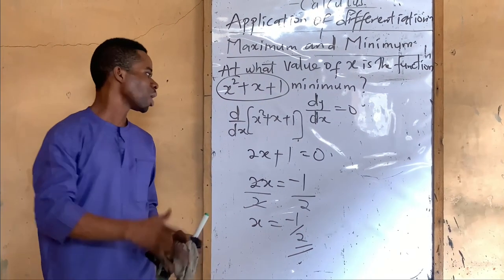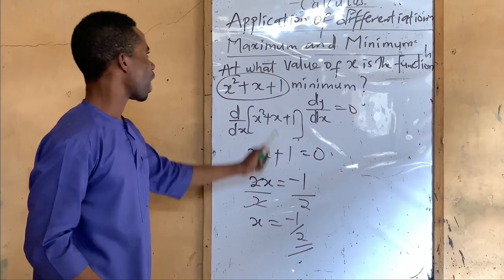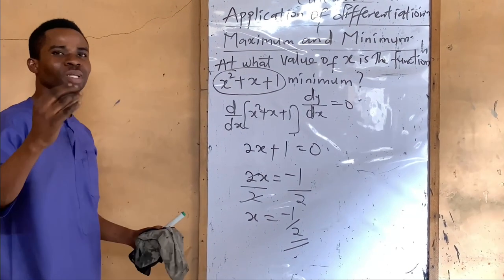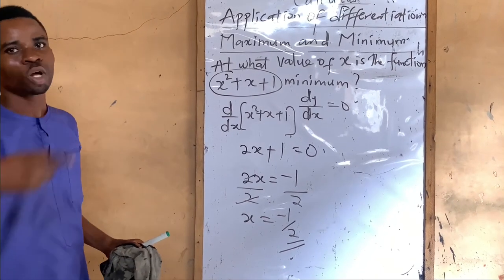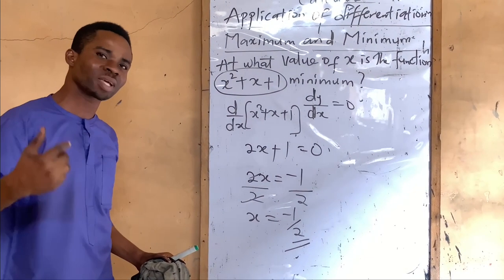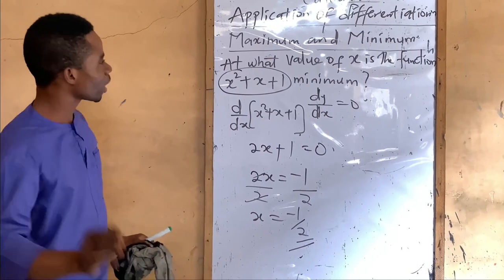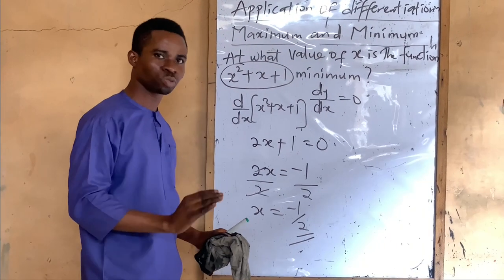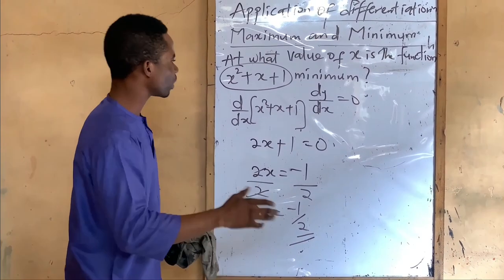Now, listen to this. Assuming I got two values for x, and they're asking what values of x, that means I'm going to subject those two values to the second derivative to know at what value of x that function is minimum. Already they've told me that this thing is minimum. They just asked me to find the x value at which it is minimum. And that's the turning point.